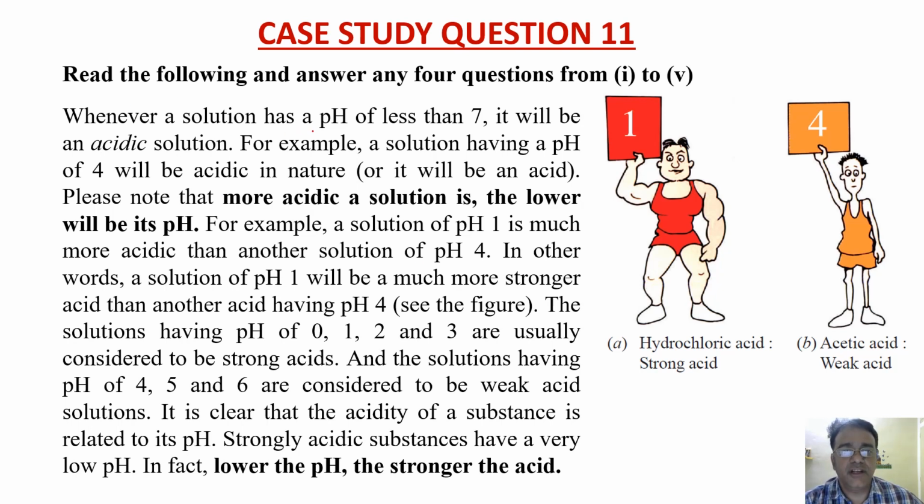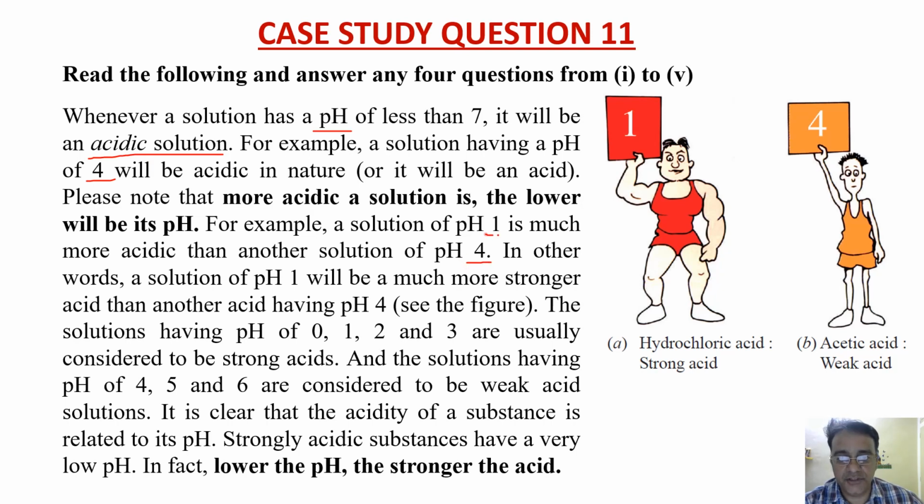Whenever a solution has pH of less than 7, it will give an acidic solution. For example, a solution having a pH of 4 will be acidic in nature, or it will be an acid. Please note that the more acidic a solution is, the lower will be its pH. That means जितना pH उसमें कम होगा उसका acidic nature ज़्यादा होगा. For example, a solution of pH 1 is much more acidic than another solution of pH 4.